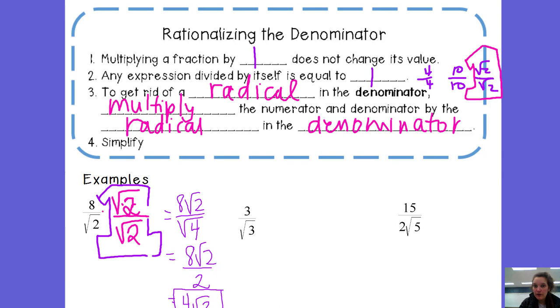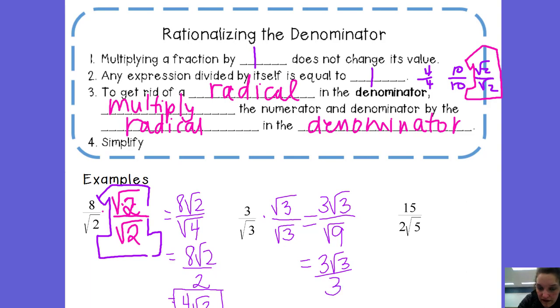Okay, let's do another one. I'm going to take the radical out of my denominator, so root 3. I'm going to multiply the numerator by root 3, and I'm going to multiply the denominator by root 3. So this is my fancy 1. Root 3 over root 3, that's just 1. So I make a fancy 1 by taking my radical and putting it in the numerator and the denominator. 3 times root 3 is 3 root 3. Root 3 times root 3 is root 9. And what is root 9? Root 9 is 3. And then 3 over 3, those 3's cancel out, leaving me with just root 3.